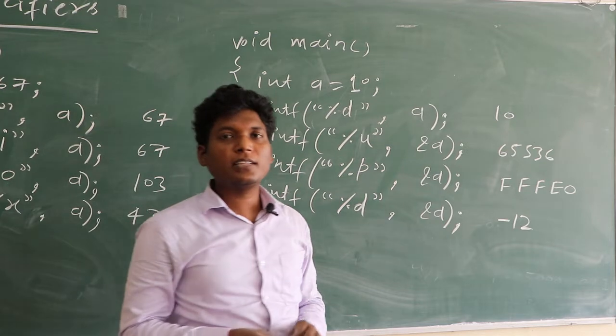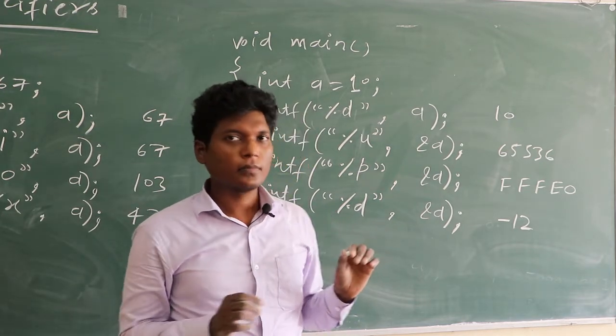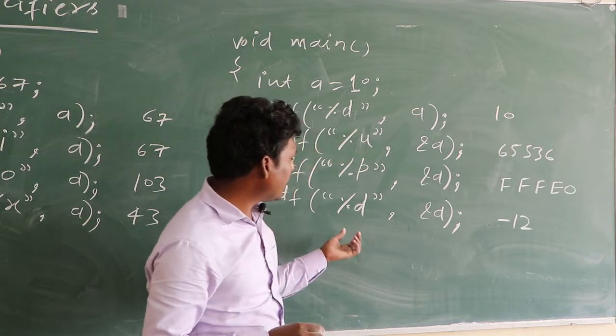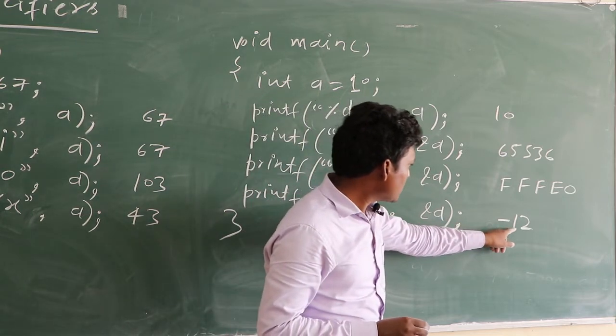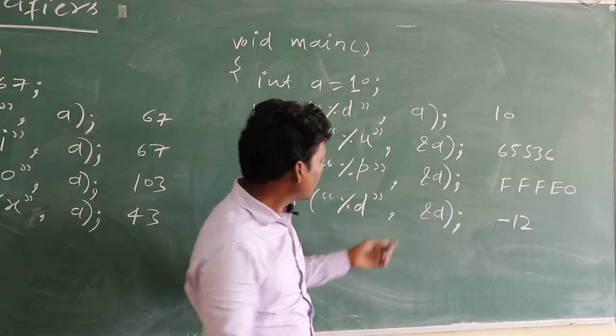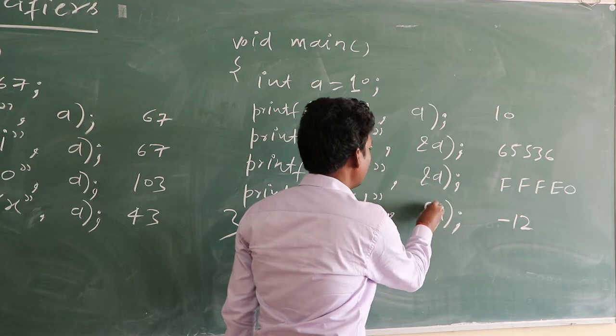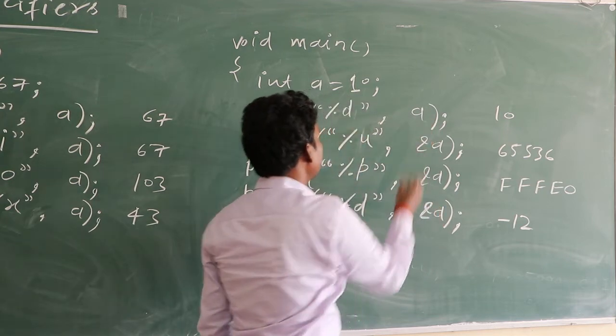%d basically prints the decimal number system, a signed decimal number. So %d here prints -12 or something that has some sign, and this is the %a, this is a.